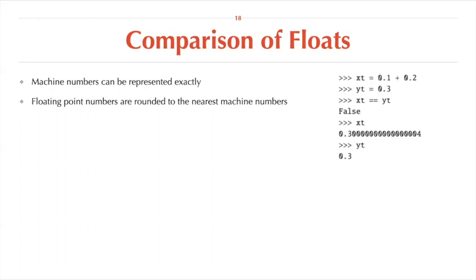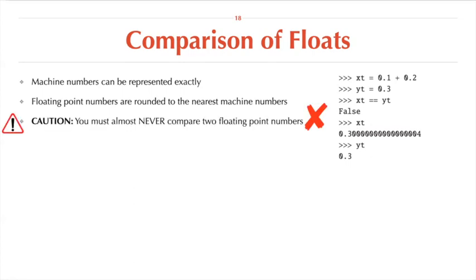Okay. So now if you were to make a comparison, let's say you have xt, some term, which is equal to the sum of 0.1 and 0.3, and yt is 0.3. When you check whether yt or xt are equal or not, you will get false. Although you might say that they're equal, it's because these are not machine numbers, and floating point numbers are rounded off to the nearest machine number. So if you check what xt is, it's not exactly 0.3, but this number. And yt is equal to this. So that's why it is giving you false.